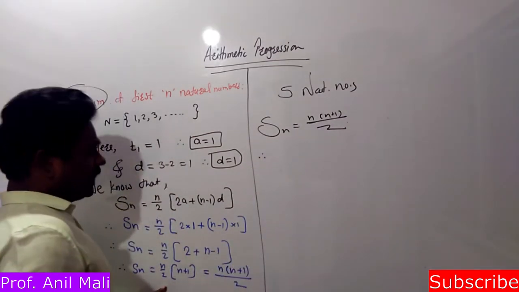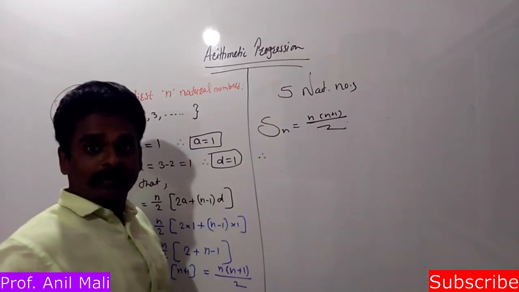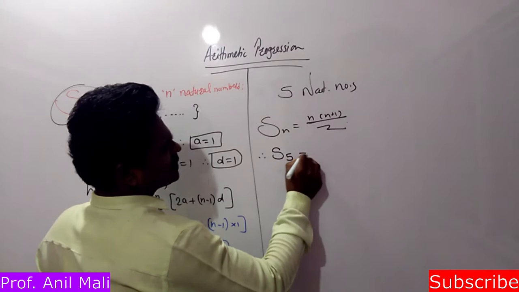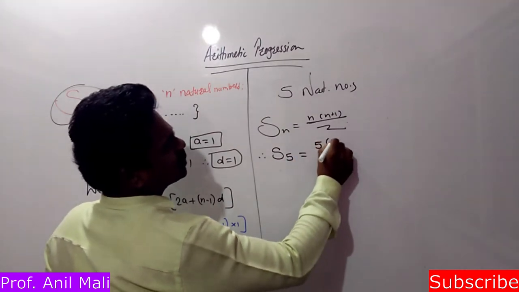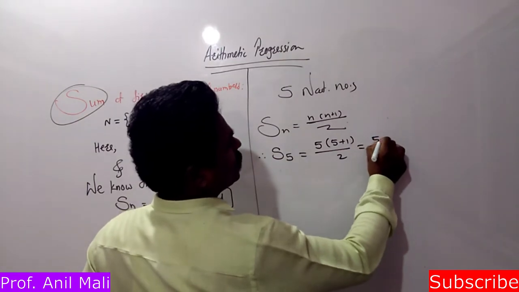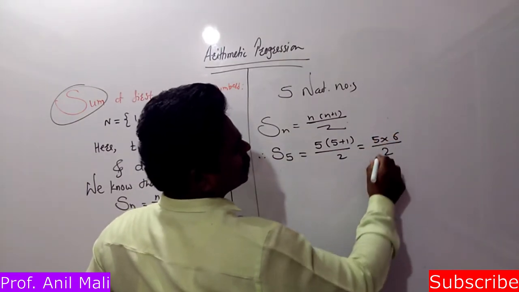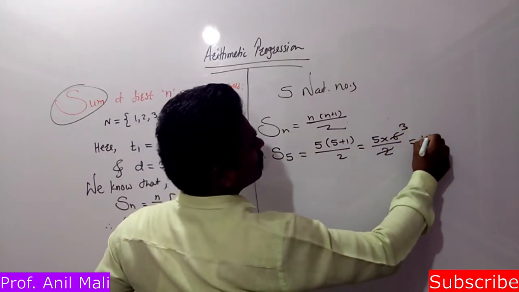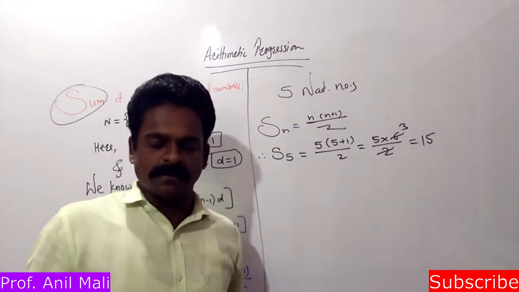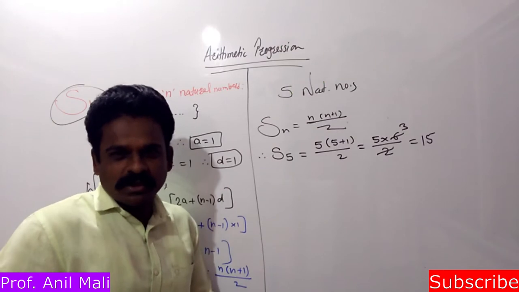Now n, we will replace it by 5 because 5 natural numbers are there. So S5 is equal to 5 into 5 plus 1 divided by 2, which is equal to 5 into 6 divided by 2. 2 3s are 6 and it is equal to 15. So the sum of first 5 natural numbers is 15.